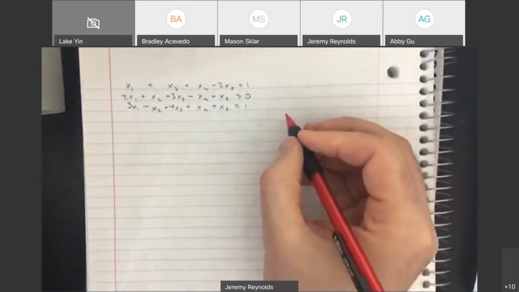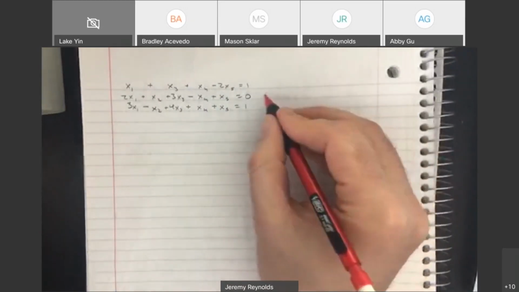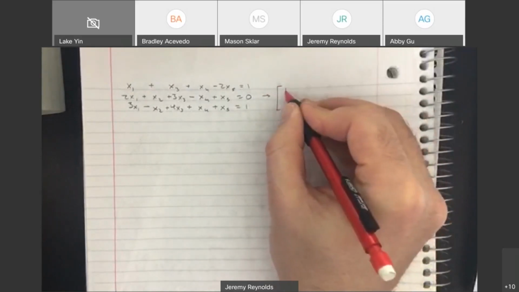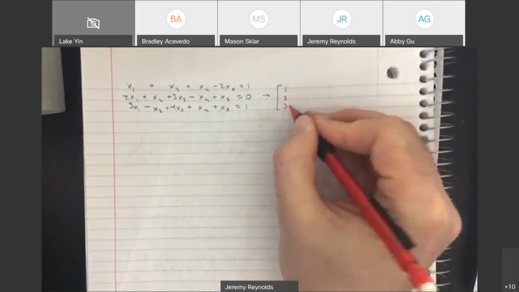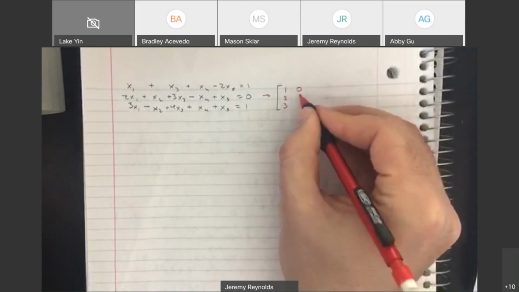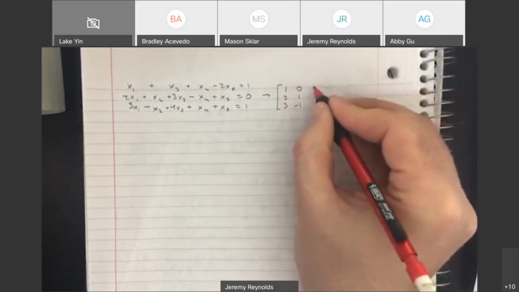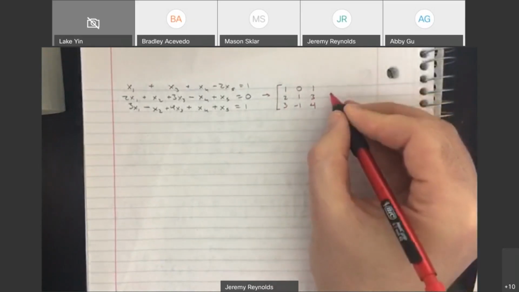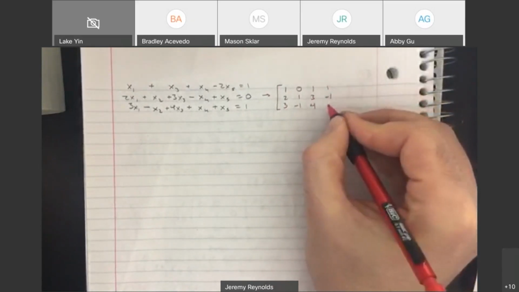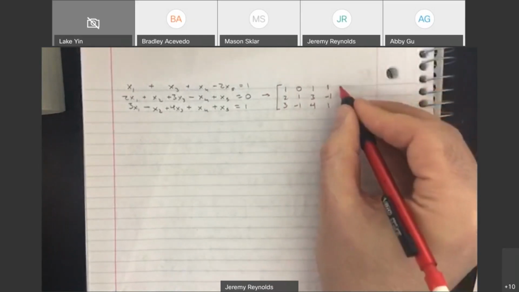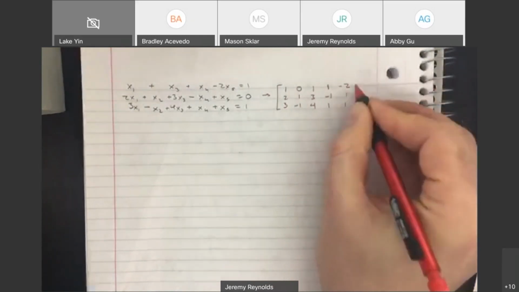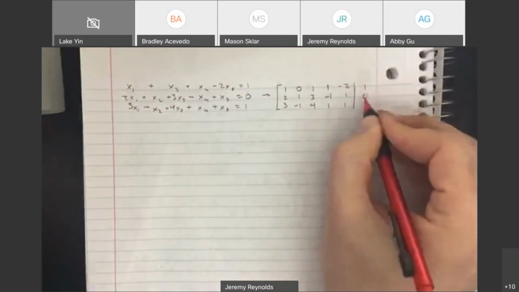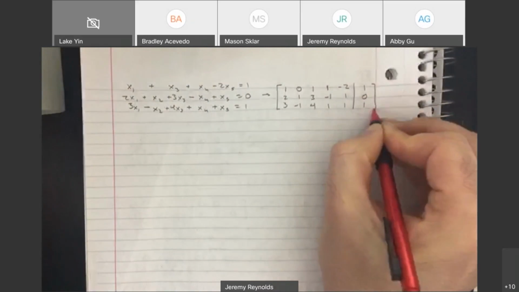So the first thing we want to do is write out the augmented matrix. If we write it out, we end up getting in the first column 1, 2, 3. Second column 0, 1, -1. Third column will be 1, 3, 4. Fourth column will be 1, -1, 1. Fifth column will be -2, 1, 1. And then we have our solution is 1, 0, 1. So that's our augmented matrix.